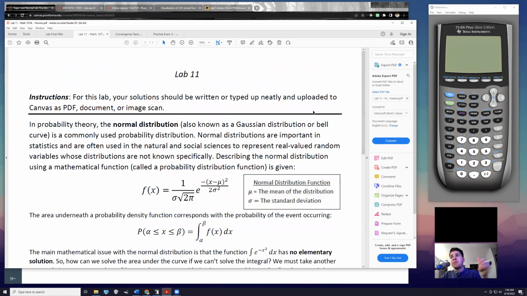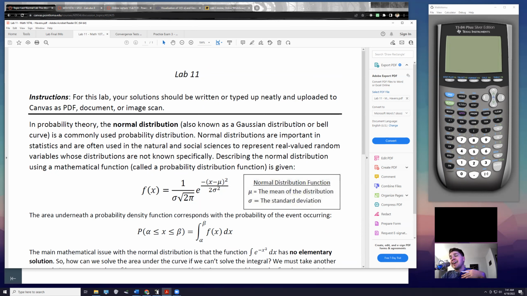So yeah, lab 11 is the last lab. It is essentially on applications of what we call Taylor and Maclaurin series. And that's what I want to talk about today: what is a Taylor and Maclaurin series. And essentially the lab is on what it's useful for.